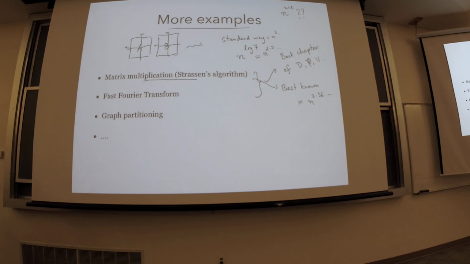Another canonical example is what's called the fast Fourier transform. I don't have time to go into that, but you can read about it in the book. It's very useful for quantum computing and things like this as well. And graph partition is another standard example of divide and conquer. You want to do some manipulations on a graph, so you try to break the graph into pieces so that there are not that many edges going across, but then you can work with these pieces separately. So that's another standard divide and conquer technique.